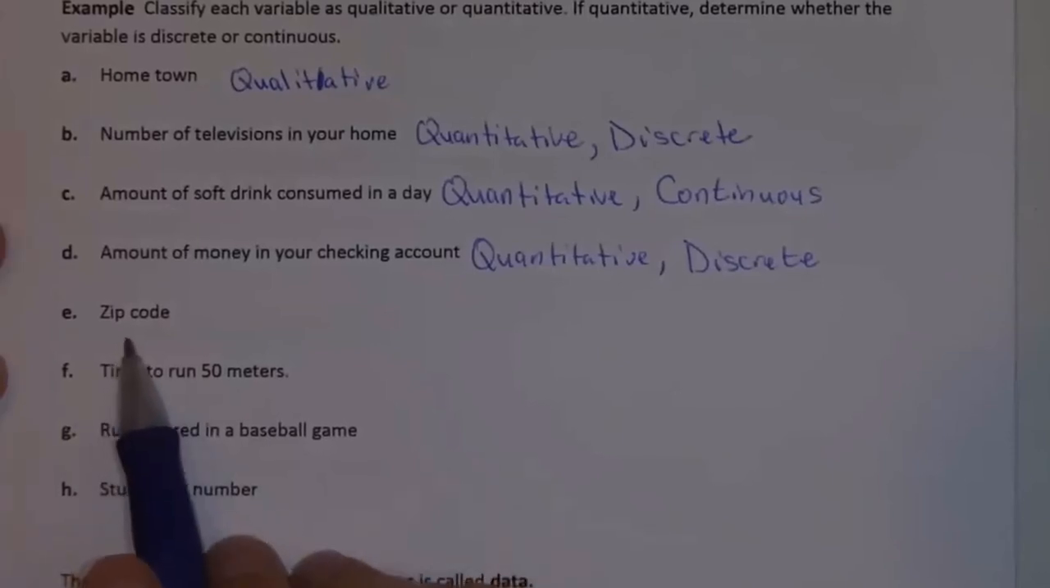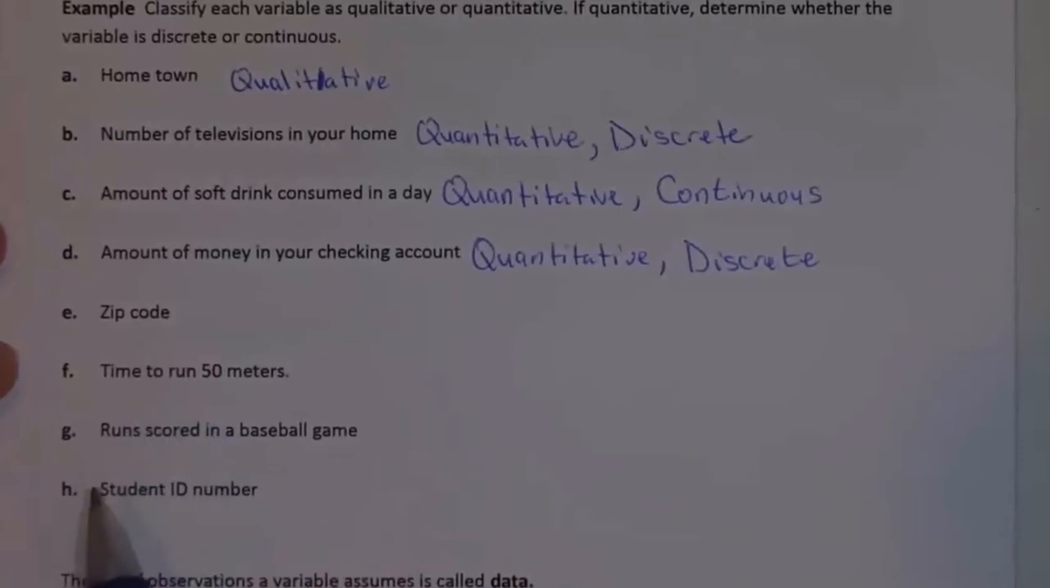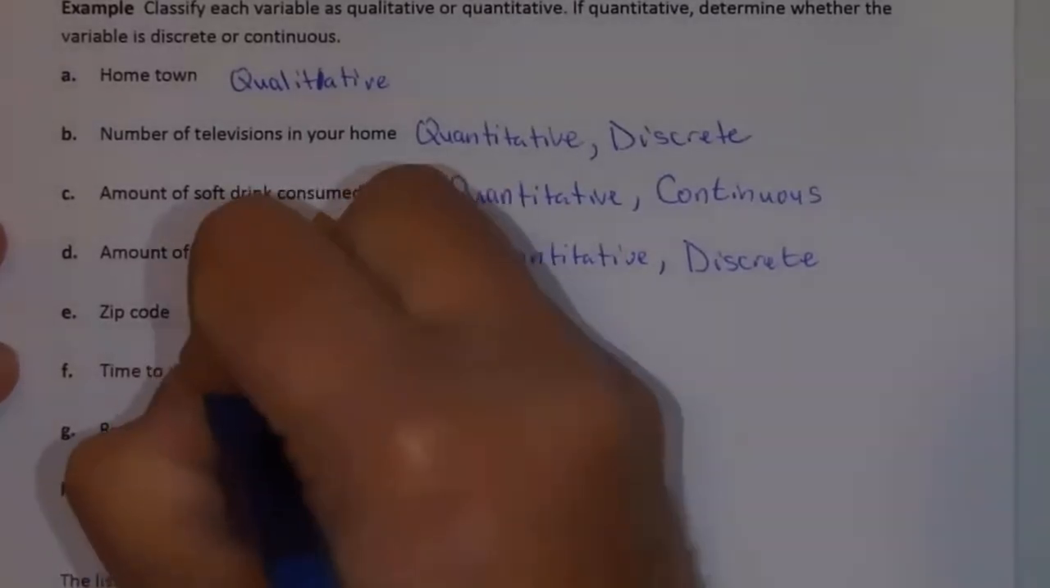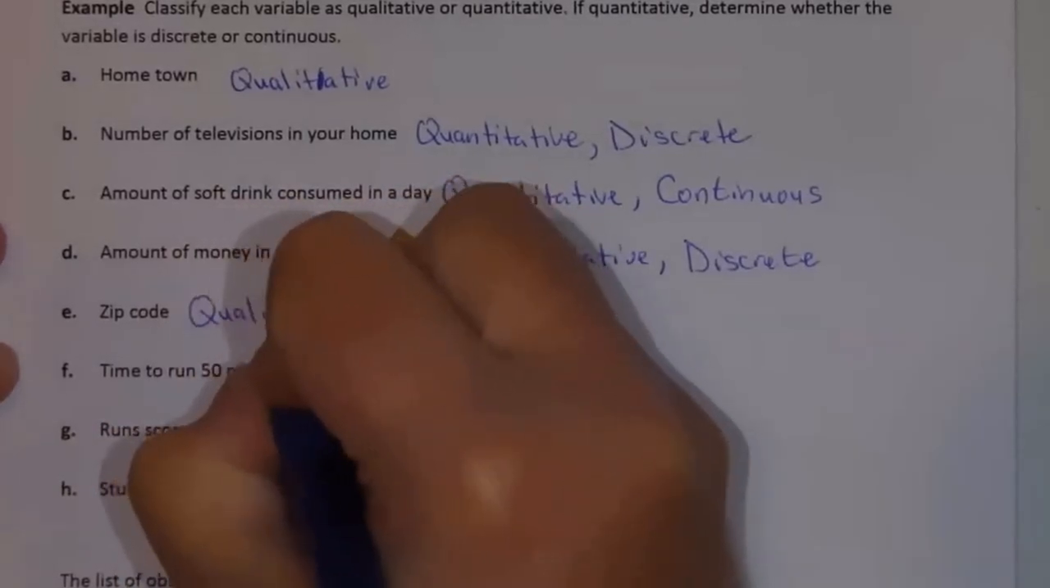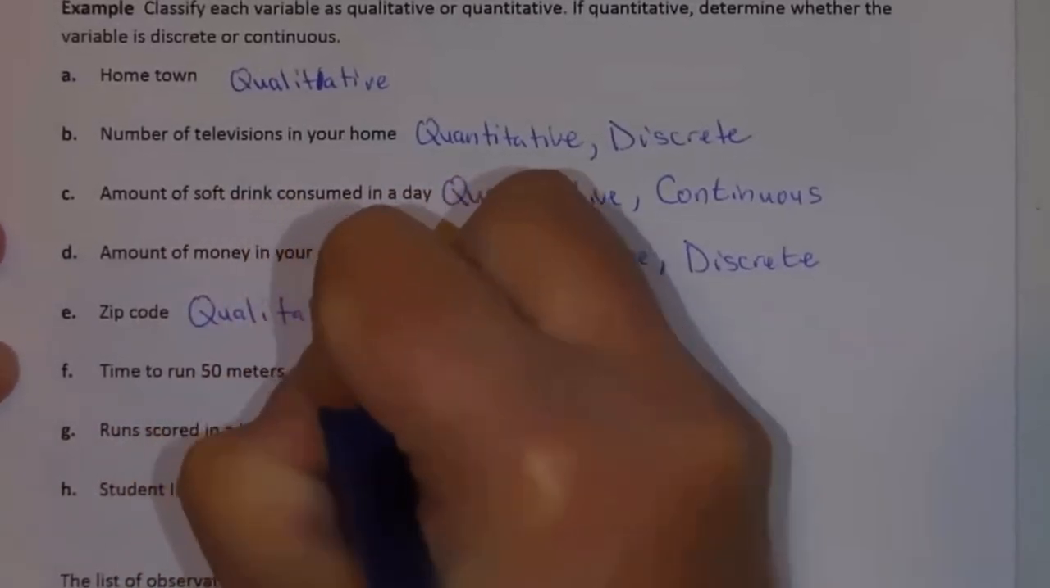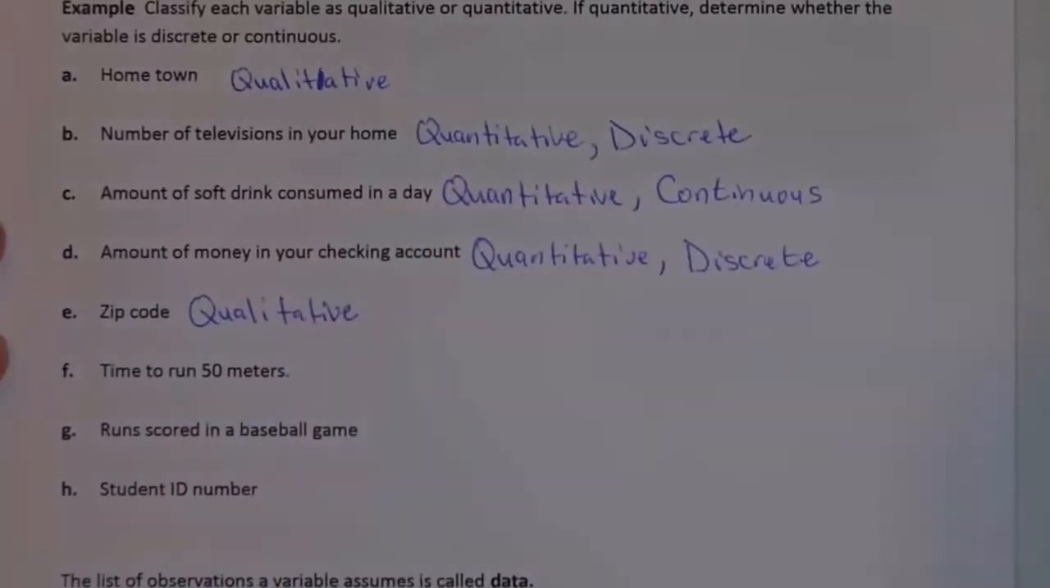Zip code, qualitative or quantitative? Even though it's numeric, it wouldn't make sense to calculate by a zip code. So the best you would do is categorize individuals by their zip code.